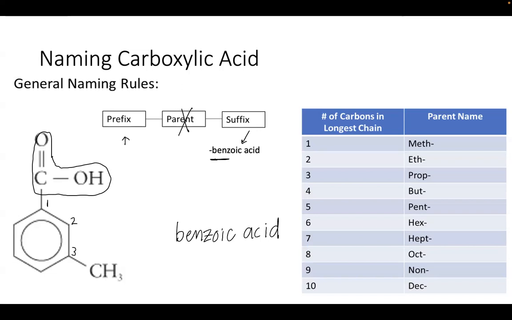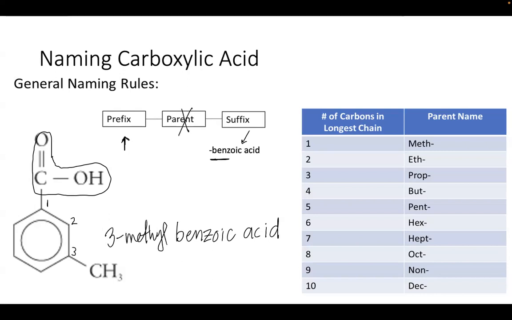And now we just need to name this prefix just like we do any other branches. And so I'm going to say what carbon it's coming off of, and it's a 1-carbon chain, so that's a methyl group. So this is 3-methyl benzoic acid.